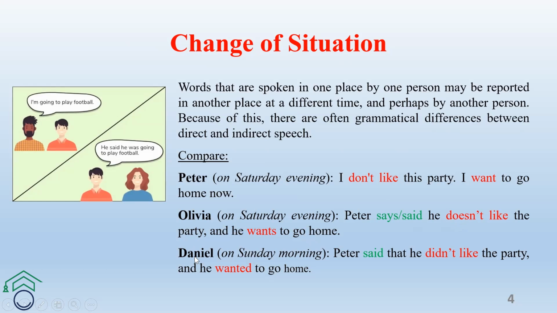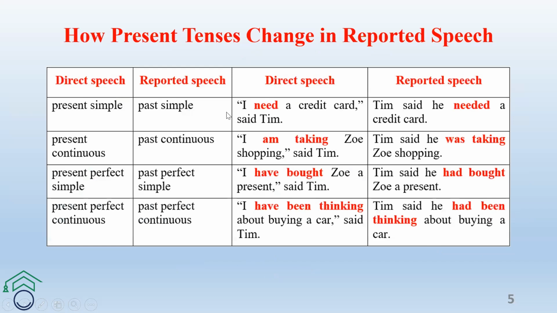For Daniel, the situation is different because on Sunday morning, Daniel says Peter said that he didn't like the party. He wanted to go home. For Daniel, Saturday is in the past, so he has to change present simple to past simple. So, and these changes in tenses are called backshifting. In fact, we backshift all present tenses like this.